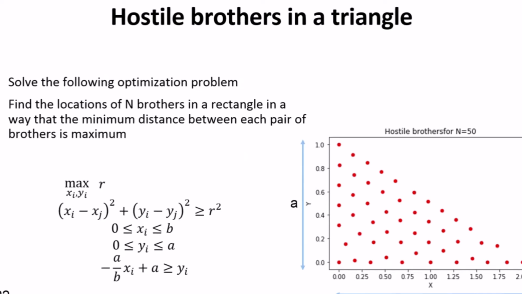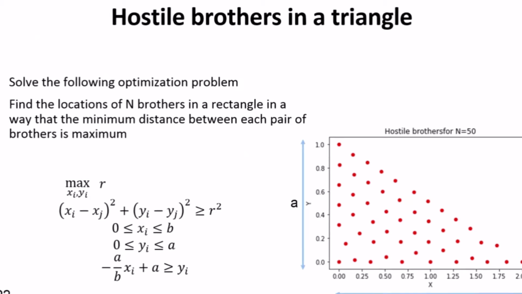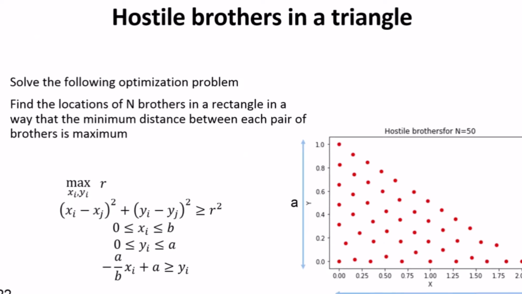This is another version of hostile brothers, but this time in a triangle. Suppose we have a triangle with known dimensions. A and B are the dimensions of that triangle, and we want to make sure that all the hostile brothers are located inside that triangle in a way that their minimum distance is maximized.